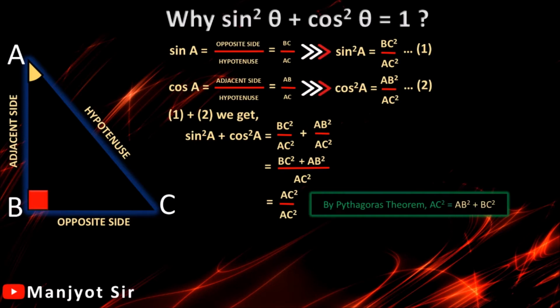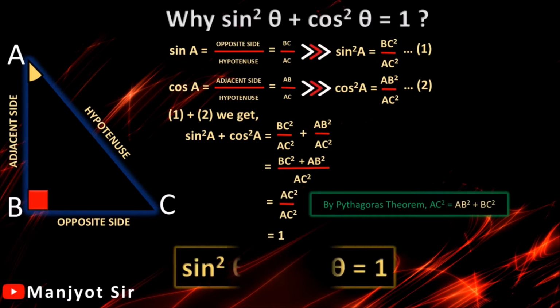So now here if you observe, we can simply cancel AC square and AC square, so we are left with 1. So if we write the LHS also, we have got our proof, that is sin square plus cos square is equal to 1, or you can say sin square theta plus cos square theta is equal to 1. I guess everyone is clear with this proof. If you want, you can pause this video right now and take a screenshot of this proof so you can keep it with yourself.